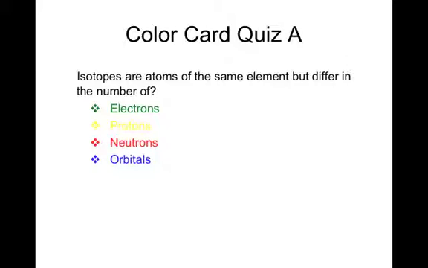Pull out a piece of paper. You'll simply write down the color of the answer you think is correct. Isotopes are atoms of the same element, but they differ in the number of green is electrons, yellow protons, red neutrons, and blue orbitals.